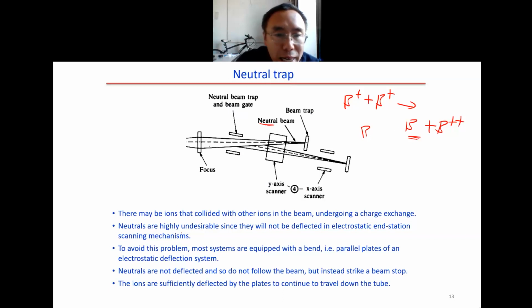Neutrals are highly undesirable because they will not be deflected in the electrostatic, deflection, and scanning mechanisms. To get rid of the neutrals, we apply an electrical field. The neutrals will go straight, while the boron ions will be bent. When they are bent, they go downstream to the wafer. So this is how the neutral trap works.